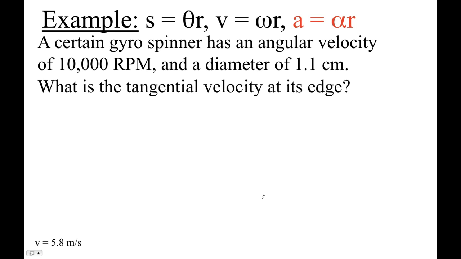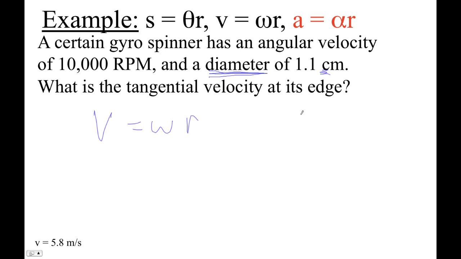Let's go to the next one. Here's an example, and this is on the note guide, which I'll put on the website so you can fill this in. A certain gyro spinner has an angular velocity of 10,000 RPM and a diameter of 1.1 centimeters. What is the velocity? Well, v is just going to be omega r. But there are two things that are going to trip us up. One is diameter. Just always check. When I did all the problems in the book last year, I'd always mess up diameter and radius. So just stop and take a look: did I give you the diameter or did I give you the radius? And then, of course, we've got centimeters too.